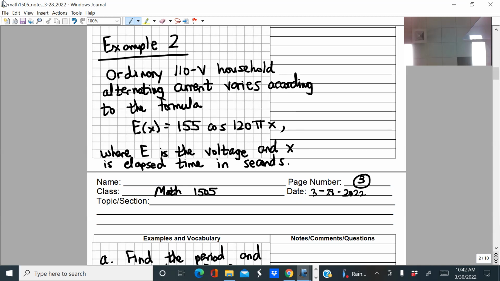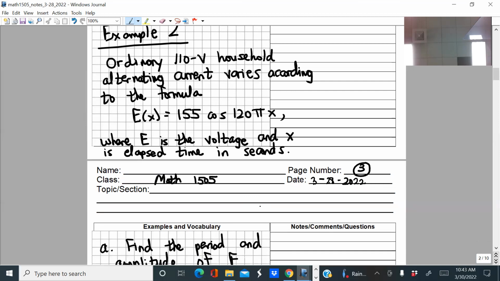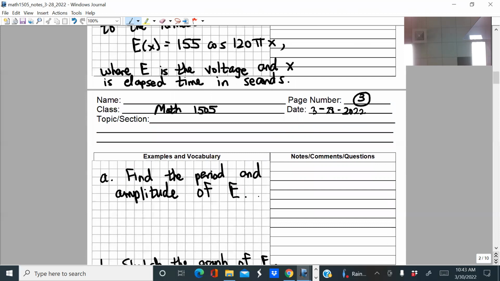So here is the equation for the voltage on a 110 volt household circuit, right? And E is the voltage there, measured in volts, and X there is again elapsed time in seconds, right? So here we have again a transformation of, in this case, the cosine curve, right? But this still counts as a sinusoidal function, right? So let's see what's happening to that voltage on your alternating current circuit, like you plug all your devices into.